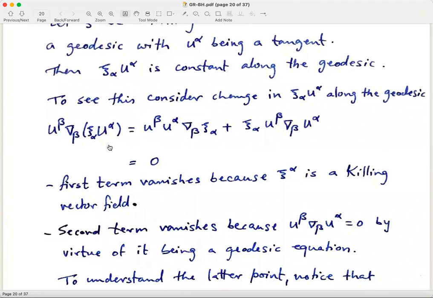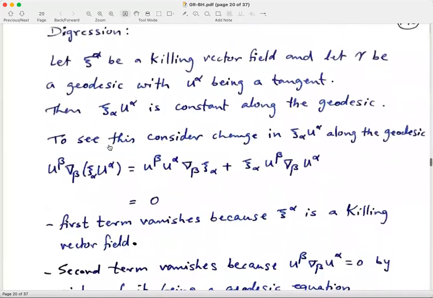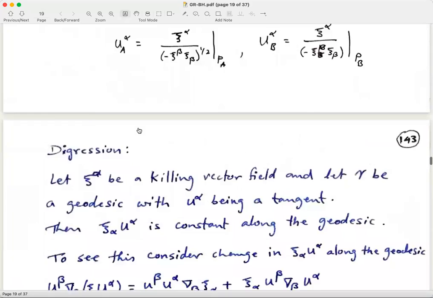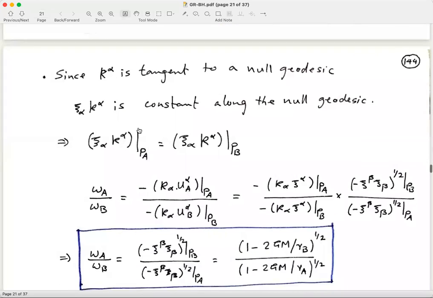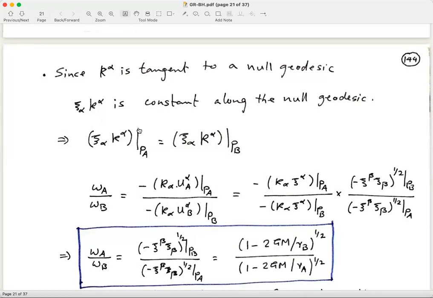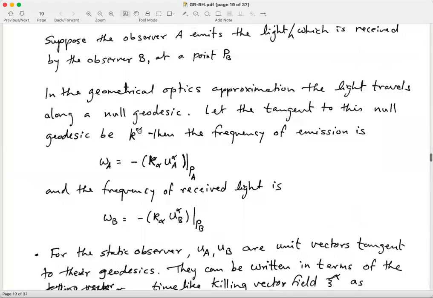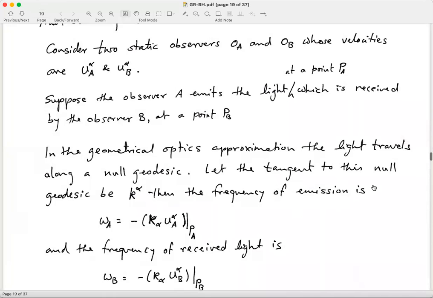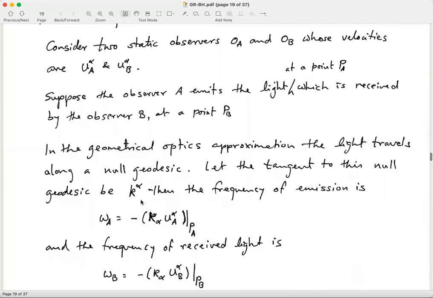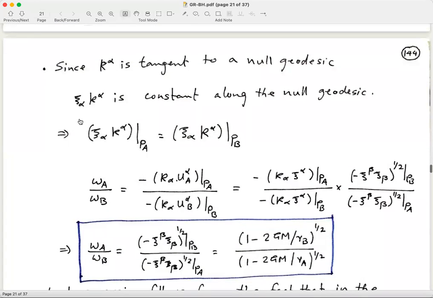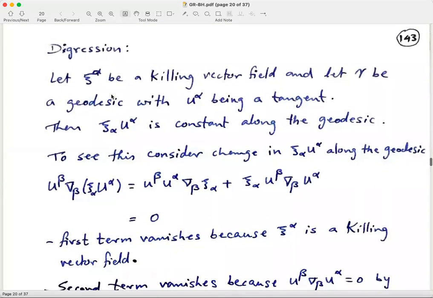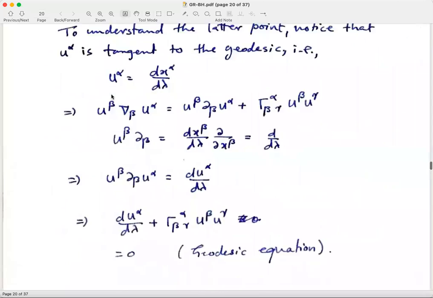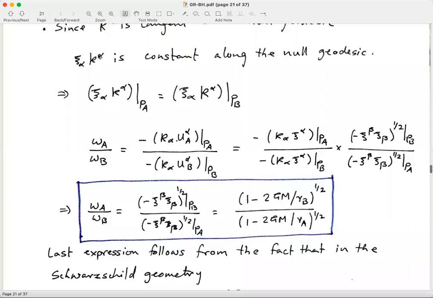So we will use this fact that ξ_α u^α is constant along the geodesic to understand how these frequencies would change. Now notice that for a null geodesic, k^α that we had defined earlier was the tangent. So we defined the tangent to the null geodesic to be k^α. Therefore ξ_α k^α would be constant along the null geodesic, exactly by this small digression that we had: ξ_α u^α is constant along the geodesic.